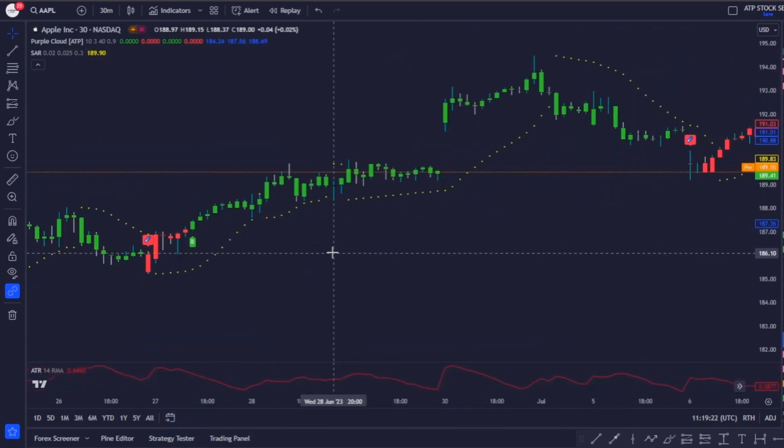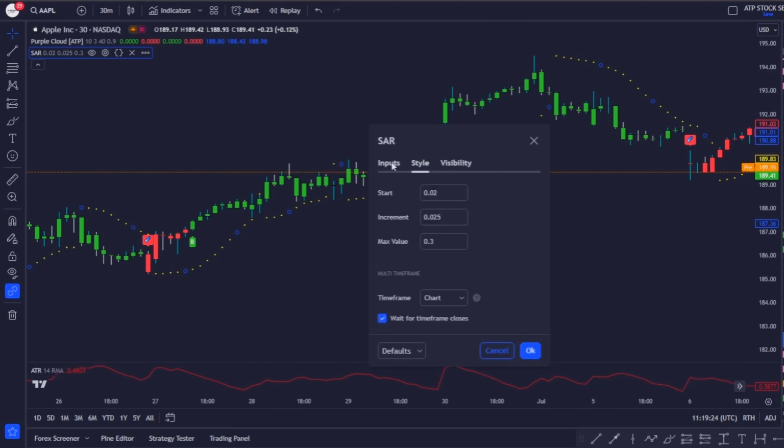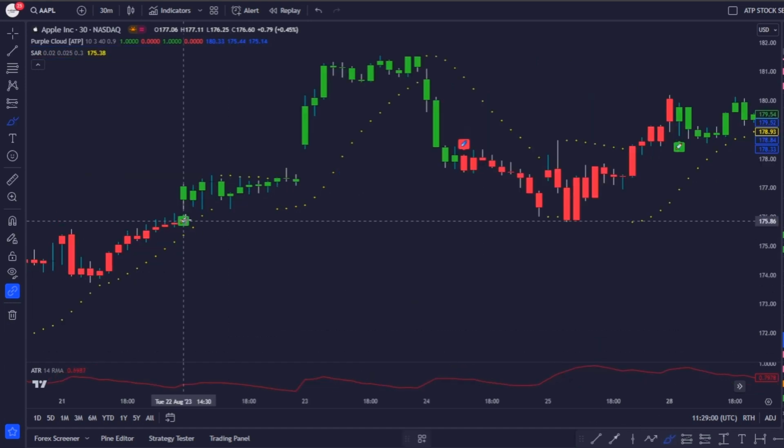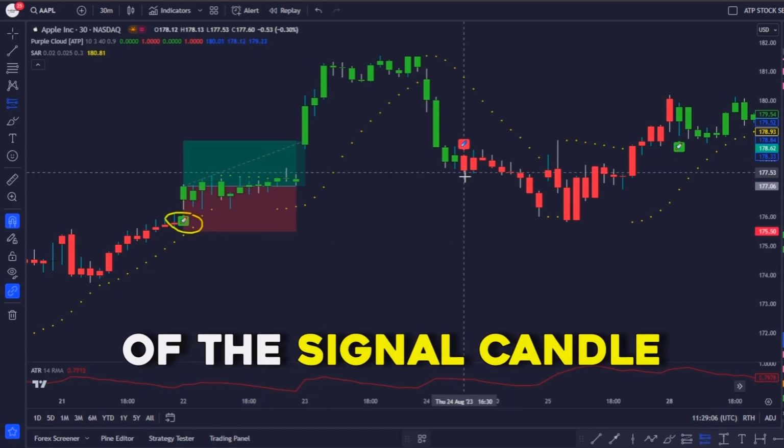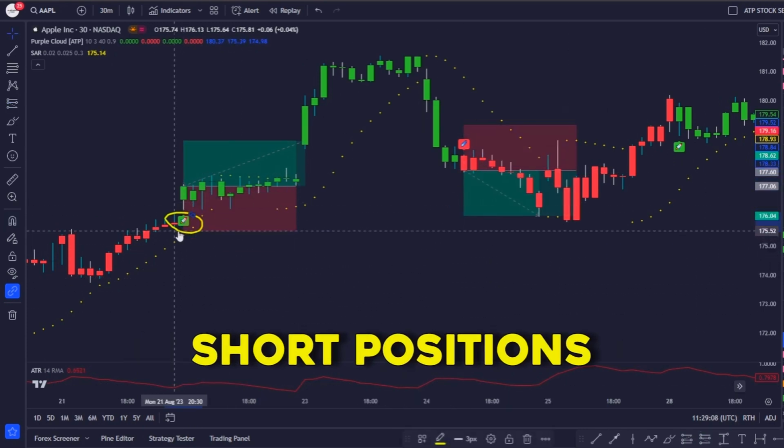Regarding the settings of the parabolic SAR, you'll need to change the increment to 0.025 and the max value to 0.3. So at the moment, every time the purple cloud indicator gives a buy signal, we will enter a long position at the closing of the signal candle, and the same goes for short positions.